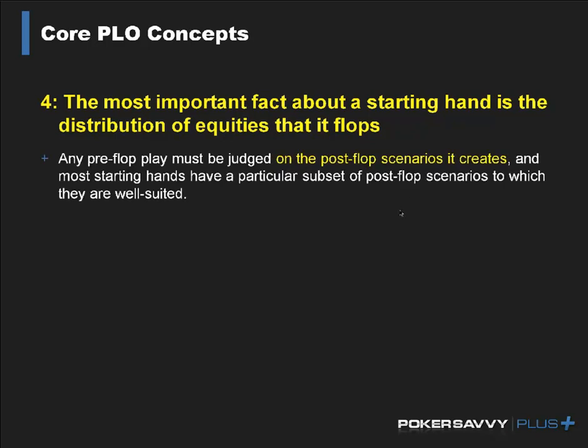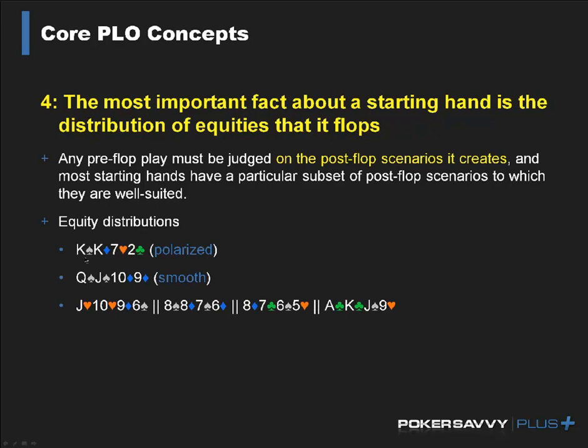Okay, we've got this first point. Any pre-flop play must be judged in the post-flop scenarios it creates. Most starting hands have a particular set of post-flop scenarios to which they are well suited. So we're going to get into, in the starting hands unit and going forward, a lot more of those examples, although I might mention one or two today. But right now I just want to talk about the 2 main extremes and the spectrum in between them of types of equity distributions.